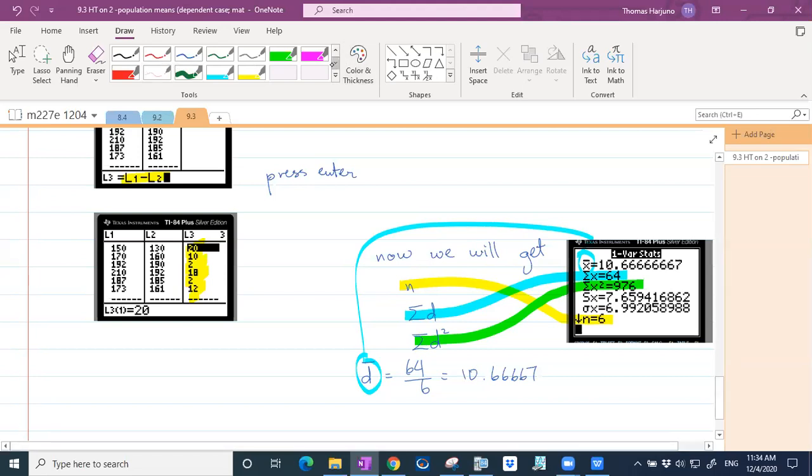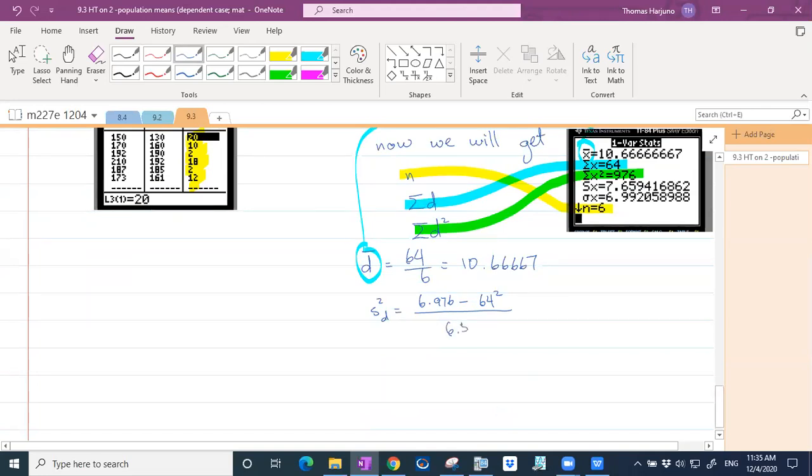Okay, and then how about the variance of the differences? The variance of the differences, then you say, oh, 6 times 976 minus 64 squared over 6 times 5 equals something I don't know, but the SD will be 7.65942.